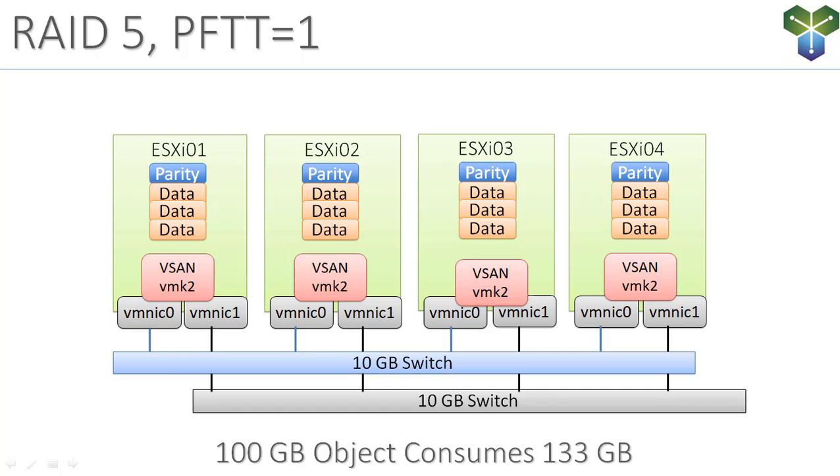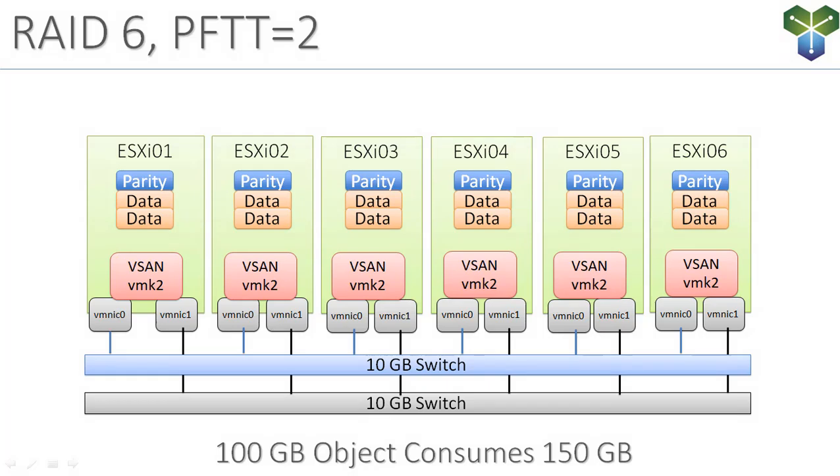Now I have the option to do that with RAID 5. So with RAID 5, the mechanism works differently. It works just like RAID 5 does on a shelf of disks. Exact same redundancy method using parity and data bits. But now I've got failures to tolerate equals 1. I've got the same level of redundancy that we saw in our first slide, but it's only consuming an extra 33 gigs of space for my 100 gig object. Big space savings here. I've got to have a minimum of 4 ESXi hosts in order to run RAID 5. And they have to be all flash. Hybrid is not supported here.